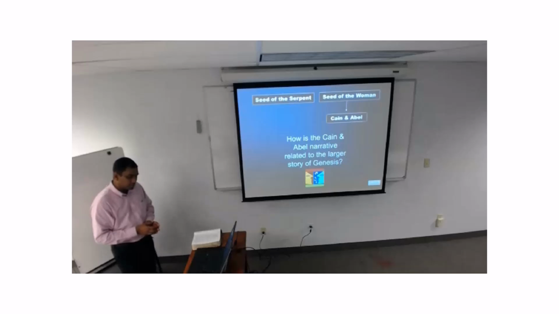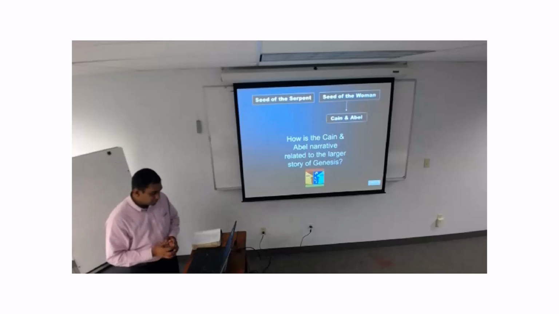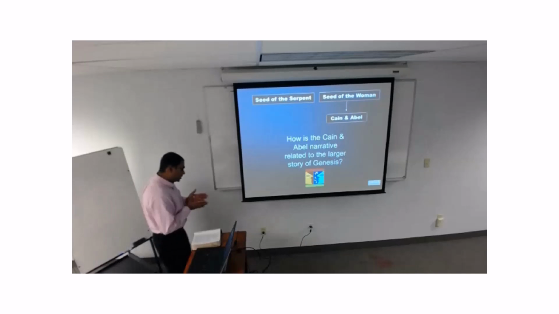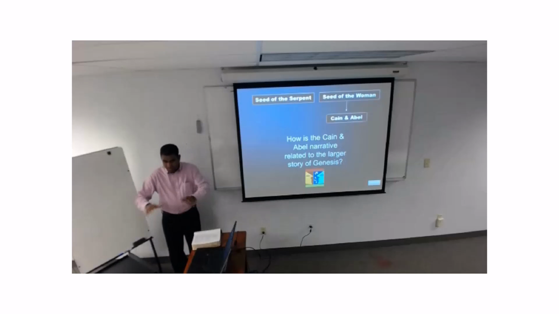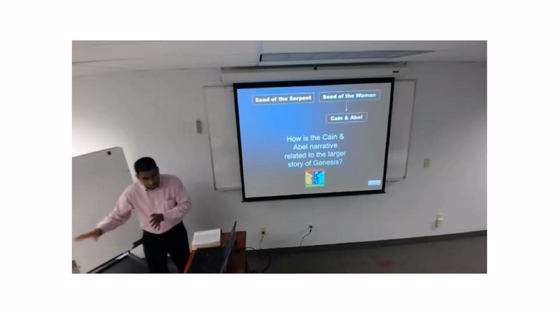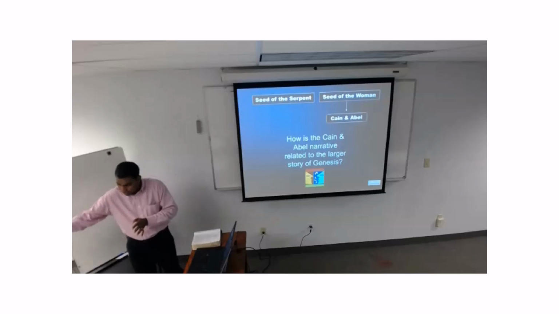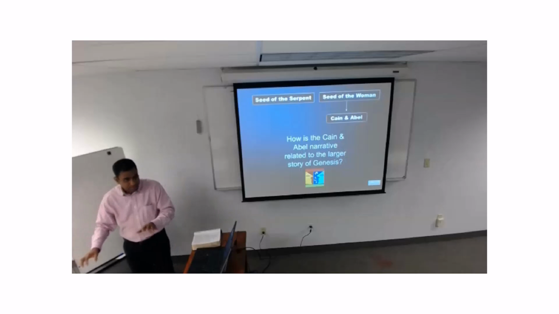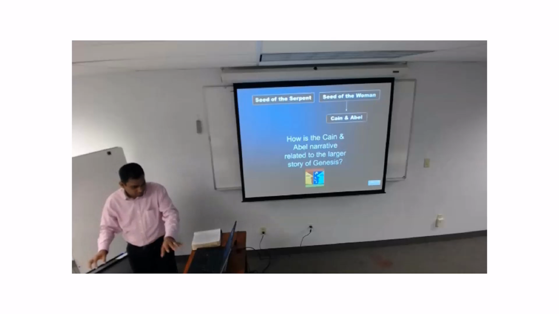So the question here: how is the Cain and Abel narrative related to the larger story of Genesis? What you're going to see is the Adam and Eve couple, and you're going to see the descendants coming out. Some will follow like Abel in the godly path, wanting to please God and follow after him, and others like Cain will follow the serpent.